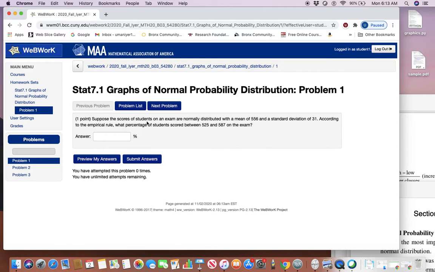Problem 1. Suppose the scores of students on an exam are normally distributed with a mean of 556 and a standard deviation of 31. According to the empirical rule, what percentage of students scored between 525 and 587?